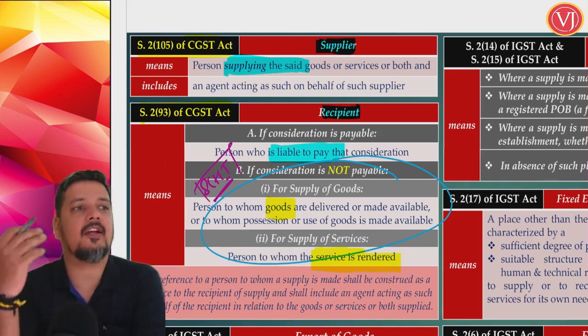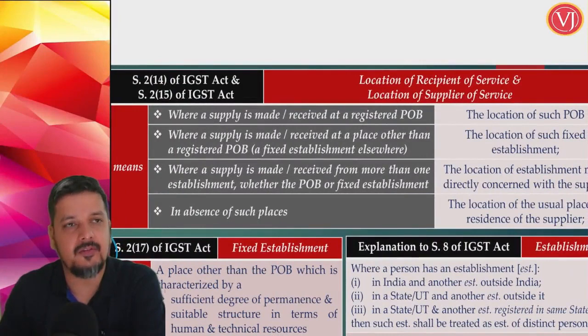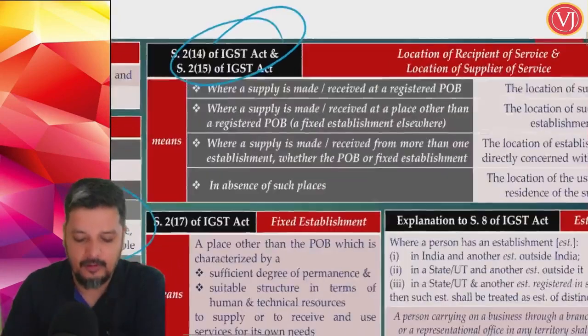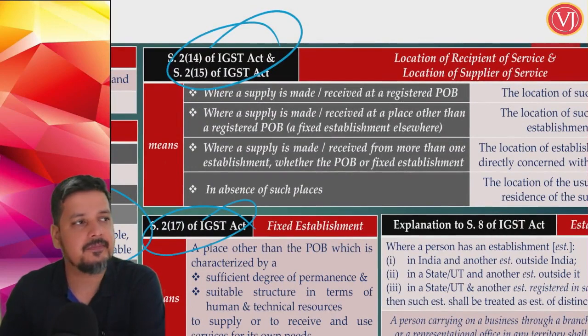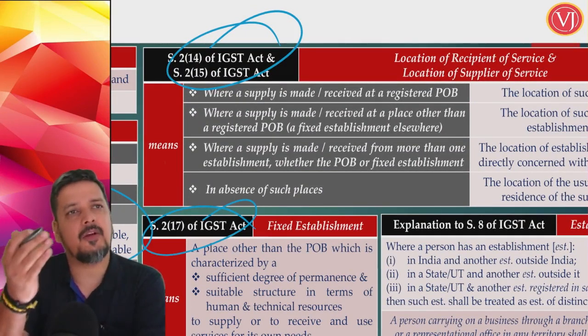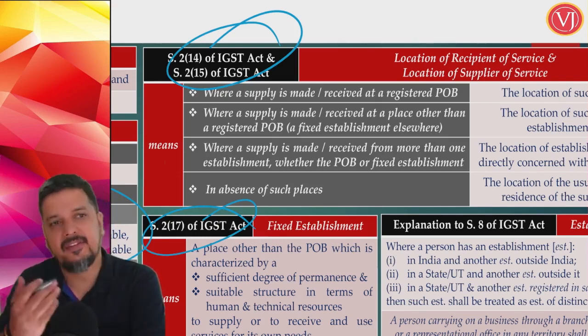Now, once you find out who's the supplier and who's the recipient, you will be in a position to find out the location of the supplier and the location of the recipient. All these definitions are taken from the IGST Act: location of supplier, location of recipient, fixed establishment, etc. When you talk about location of supplier, the same is the definition of location of recipient. Wherever there is the term supply, you replace it with the term receipt. You change the word to received.